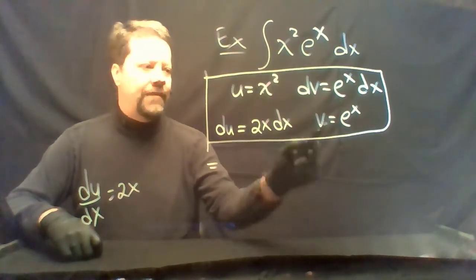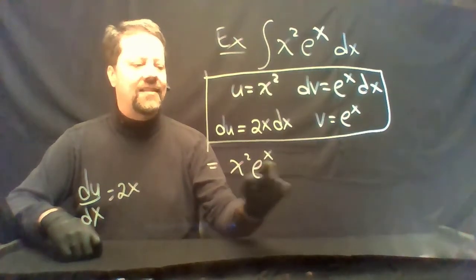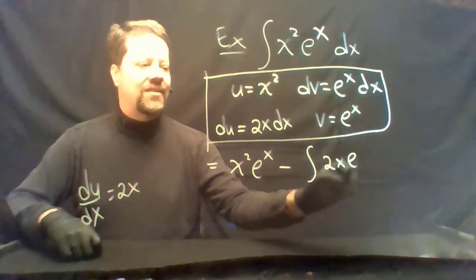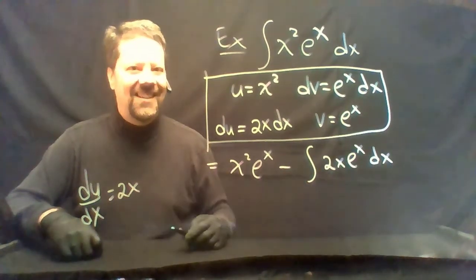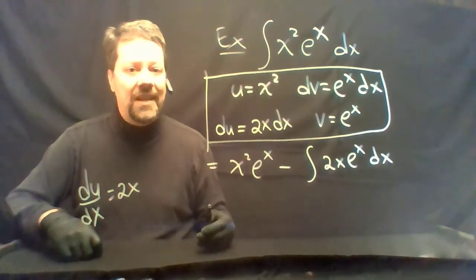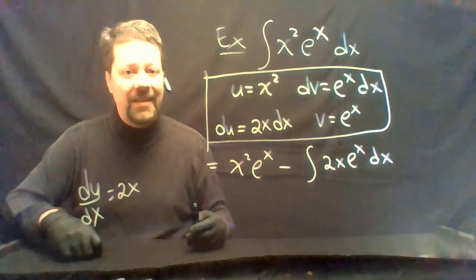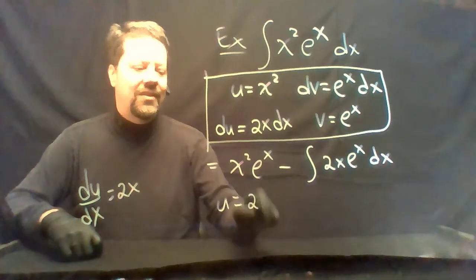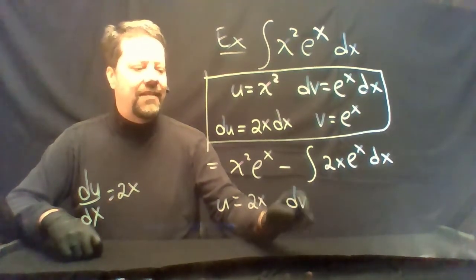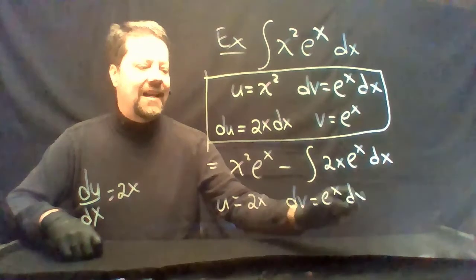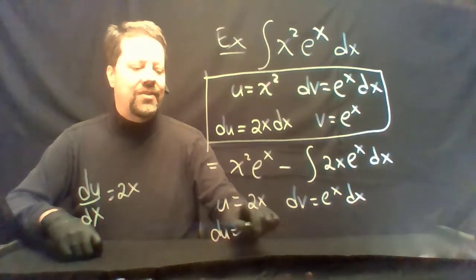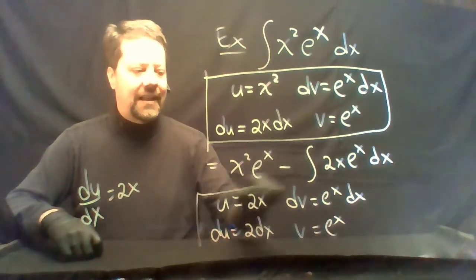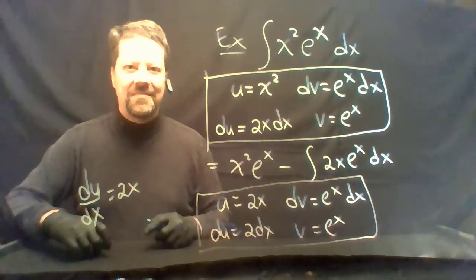We obtain uv, that's x squared e to the x, minus the integral of v du. That's 2x e to the x dx. And now you see we're in the same situation. We still have to perform integration by parts. U is 2x, dv is e to the x dx, du is 2dx, and v is e to the x. I'll encapsulate this in a box and set it aside.